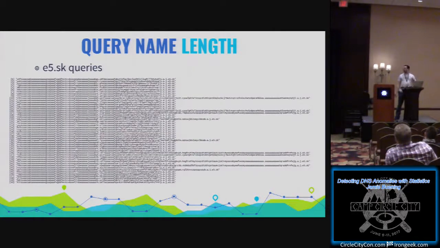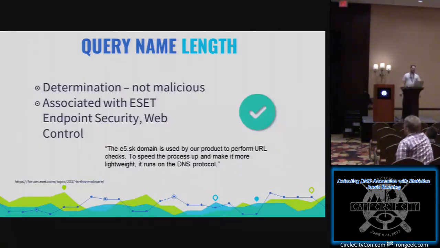And this is just a sample of some of that data, just to show what it looks like lengthwise. Really long ones and then really, really long ones. And these have lots of individual letters and numbers, and they're not words that you would expect. And this was a fairly quick one to determine it wasn't malicious or something that we were worried about.